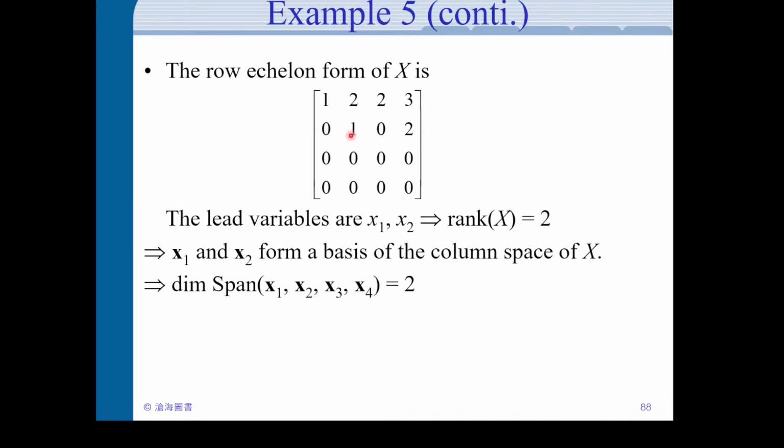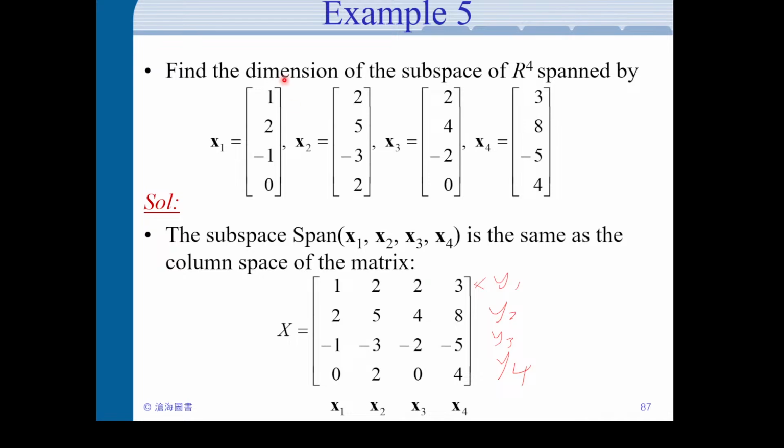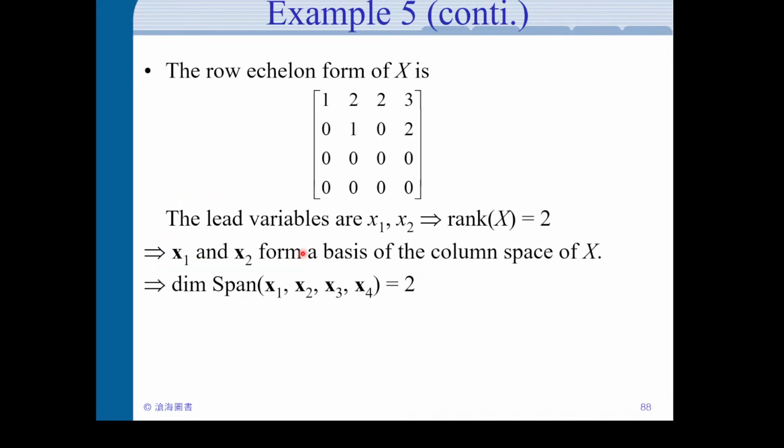We see that they only have 2 leaf variables, and so the rank is equal to 2, and the basis is just these first 2 vectors. Okay. So x1 and x2 are the basis of your vector space, and the dimension is equal to 2.